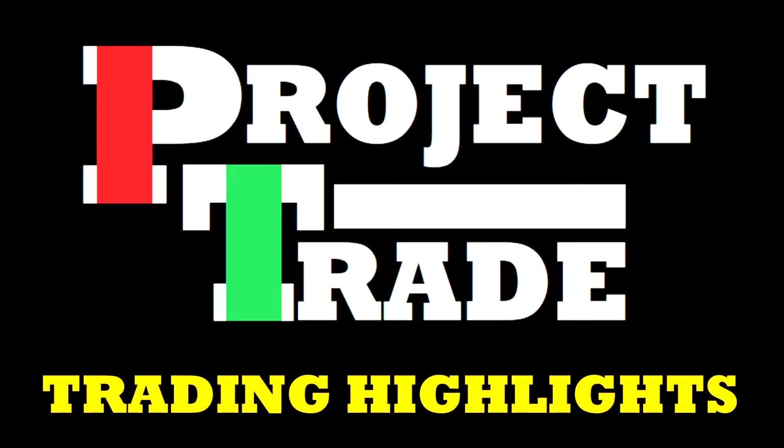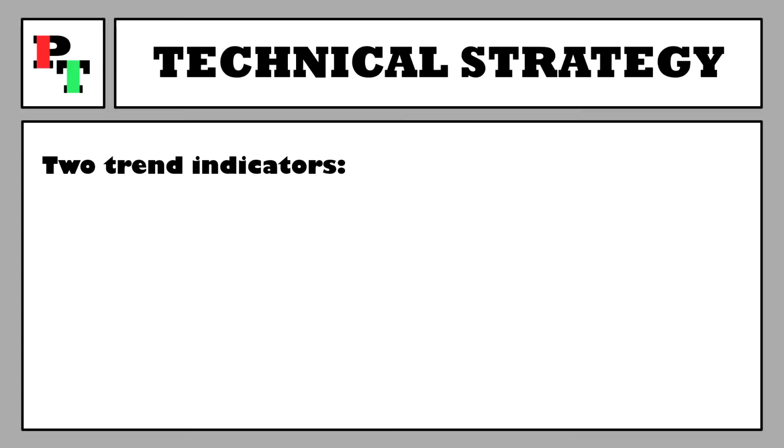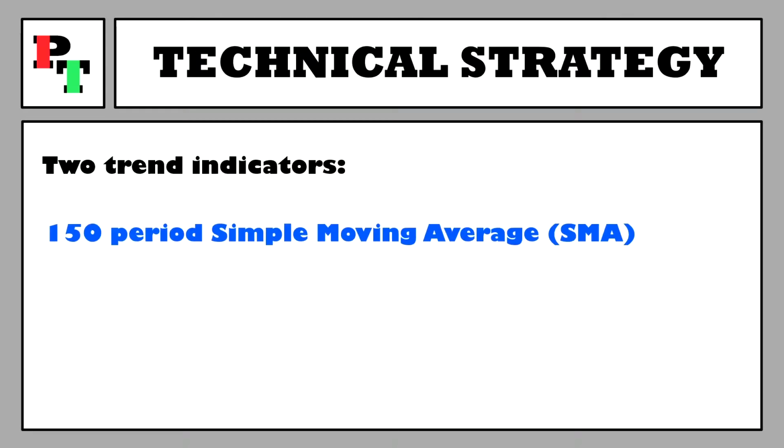It is the Trading Highlights show and we are looking at a technical trading strategy. We are trend hunting today and we've got two indicators helping to guide our path into what will hopefully become the light. First up, we've got the 150 period simple moving average.